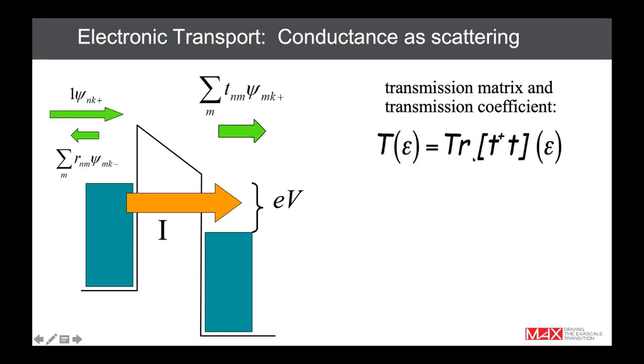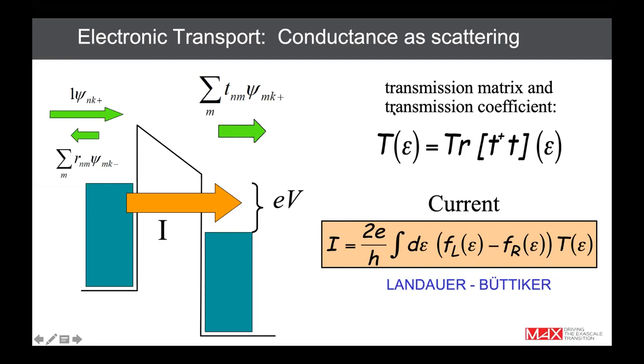And the current can be computed by a very simple formula, which takes into account this transmission matrix, which is the matrix that relates the incoming wave with the outgoing wave on the right, with this T matrix. If you compute the trace of this matrix as a function of the energy, you have what is called the transmission coefficient. And the current is very simply the transmission coefficient multiplied by the difference in the Fermi levels of the left and right electrodes. In other words, this window from one Fermi level to the next one.